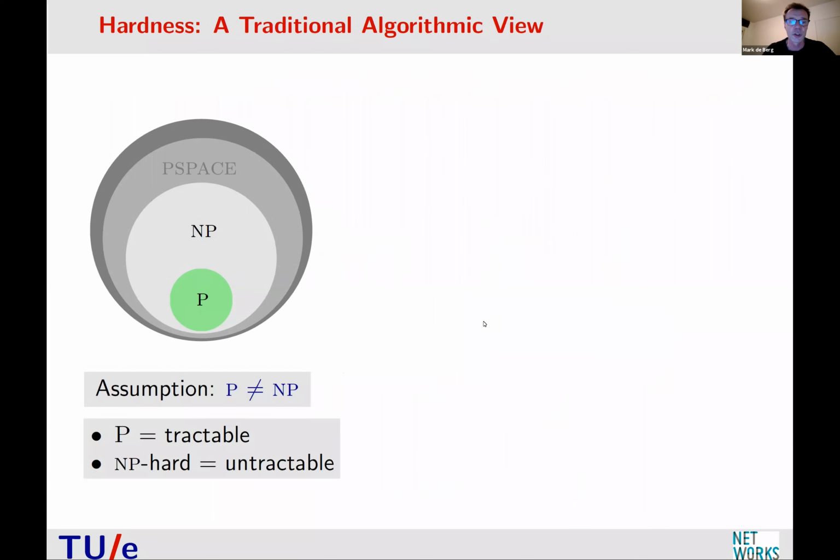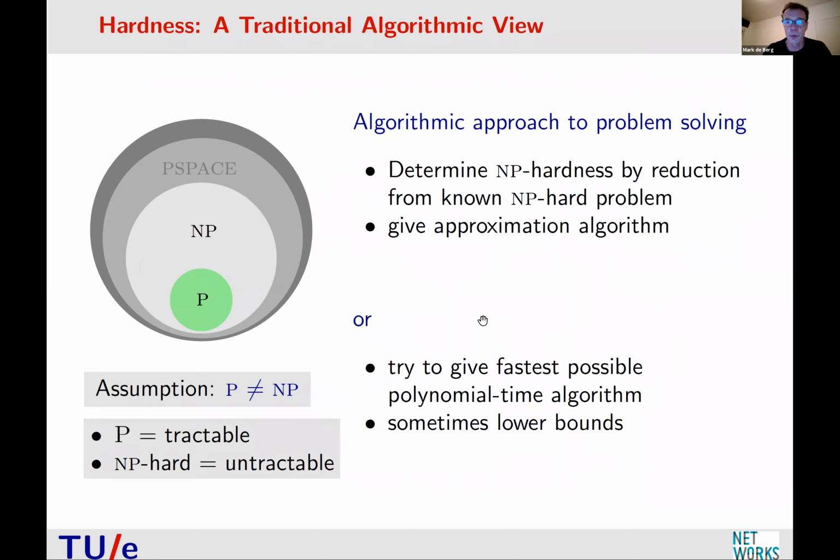So here you see the way I was looking at the world as an algorithms person, let's say until 10 years ago, and that's as follows. When I get an algorithmic problem, I try to decide, can I solve it in polynomial time or not? Maybe I show that it's NP hard, so you cannot expect to solve it in polynomial time. And if that's the case, then maybe you try to give an approximation algorithm.